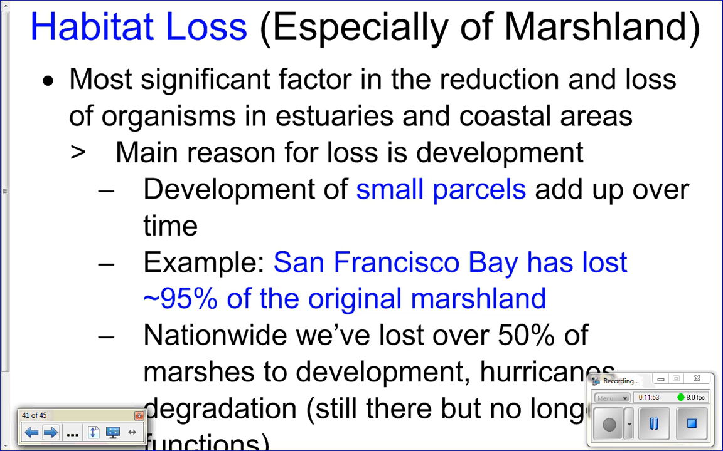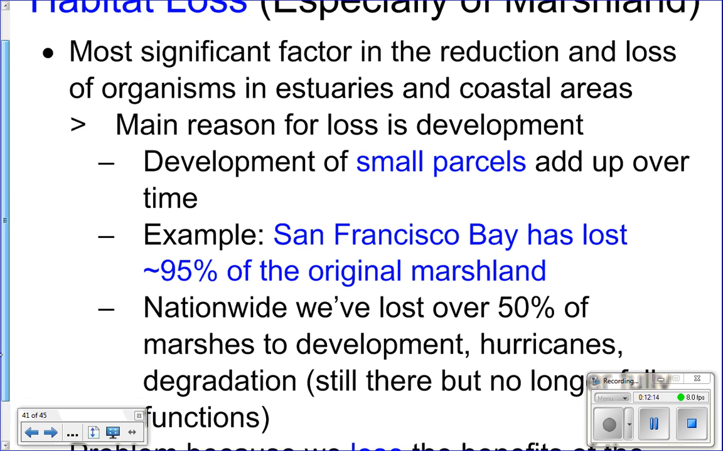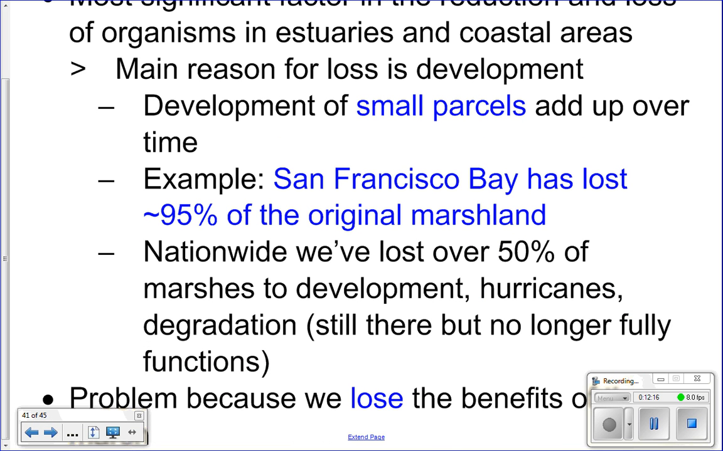So this has happened in many different places throughout the United States. In fact, San Francisco Bay, San Francisco is an estuary and had lots of marshlands around it. And we've lost now about 95% of the original marshland of the San Francisco Bay. And actually nationwide, we've lost about 50% of our marshes to development. So it's bad. The problem with developing these marshlands is we lose the benefits of the marshes.